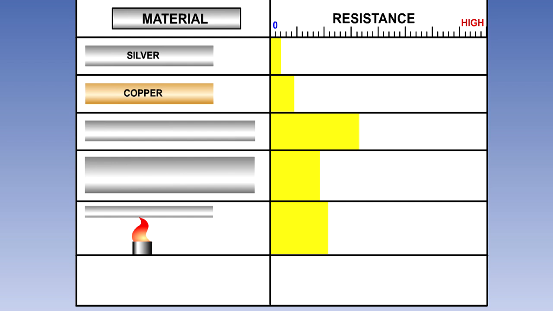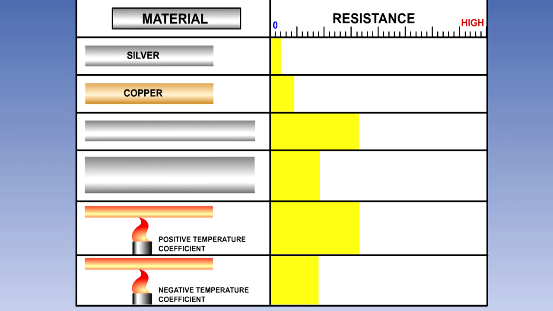In many materials, the resistance to current flow changes when the temperature of the material changes. If resistance increases with an increase of temperature, the resistor is said to have a positive temperature coefficient. If resistance decreases with an increase of temperature, the resistor is said to have a negative temperature coefficient. Materials whose resistance changes with temperature are used in aircraft systems for temperature measurement.